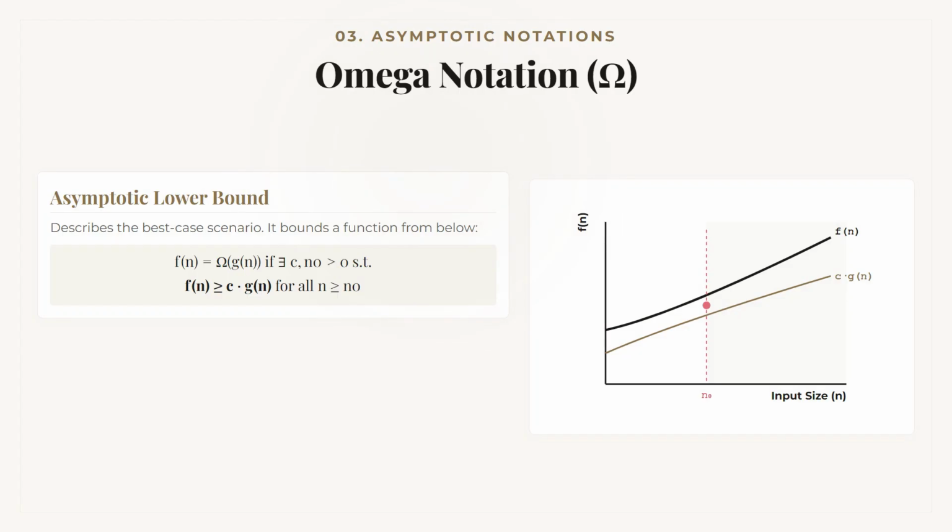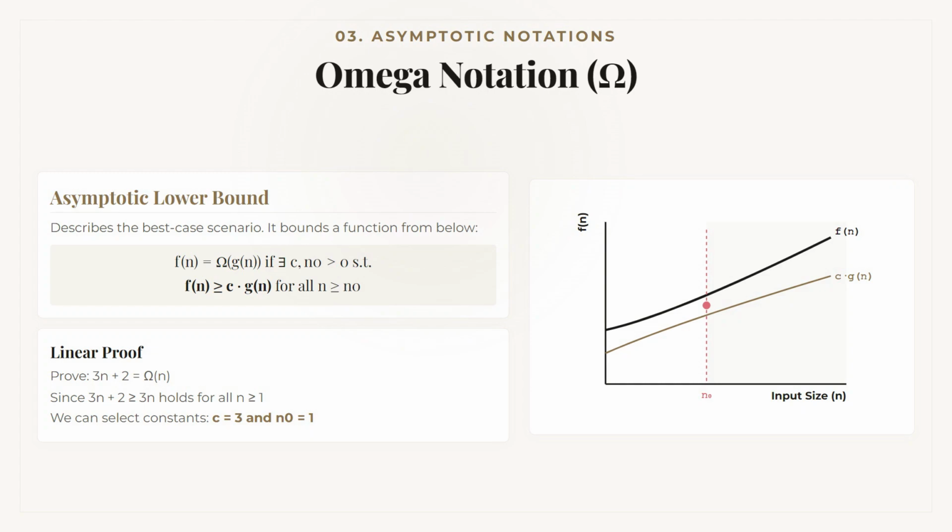For example, consider 3n plus 2. Since 3n plus 2 is always greater than or equal to 3n, we can conclude that 3n plus 2 belongs to omega of n.